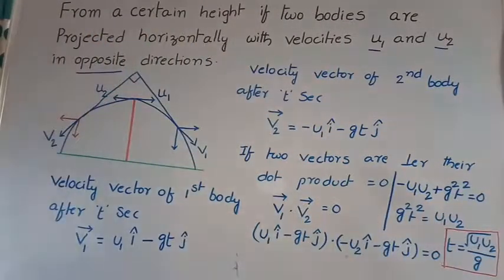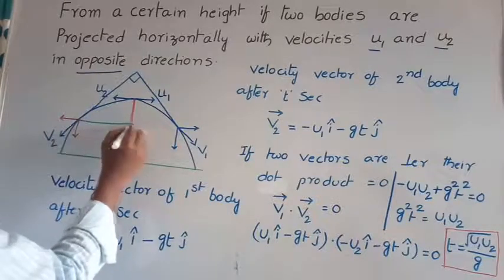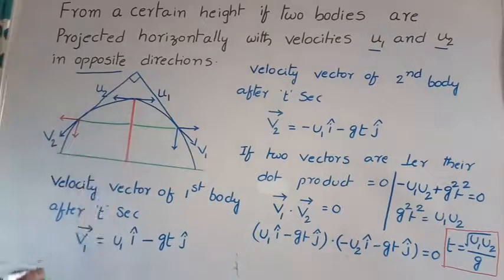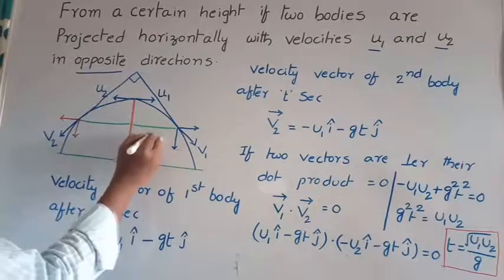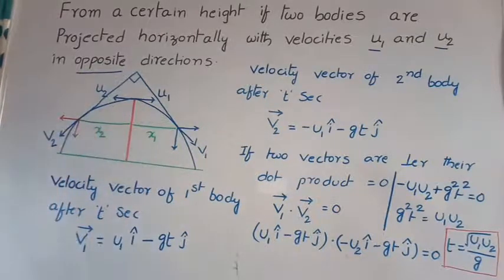Now, for the second point, we have to calculate the separation between the two bodies when the velocity vectors are perpendicular. The separation is the distance between the two bodies. From the tower, this is the distance traveled by the second body and this is the distance traveled by the first body. The first body's distance is taken as x1 and the second body's distance as x2. Then the separation between the two is x1 plus x2. Clear? Okay.